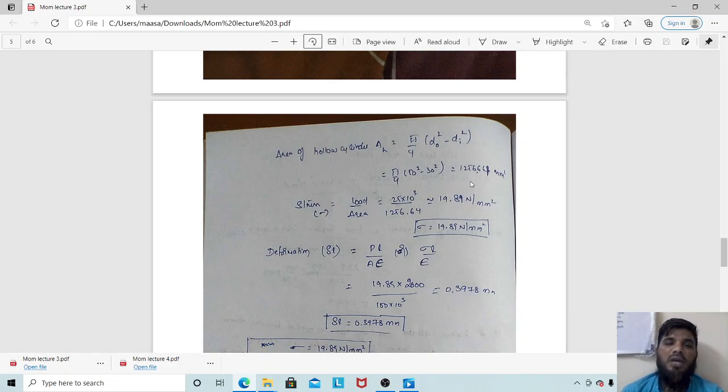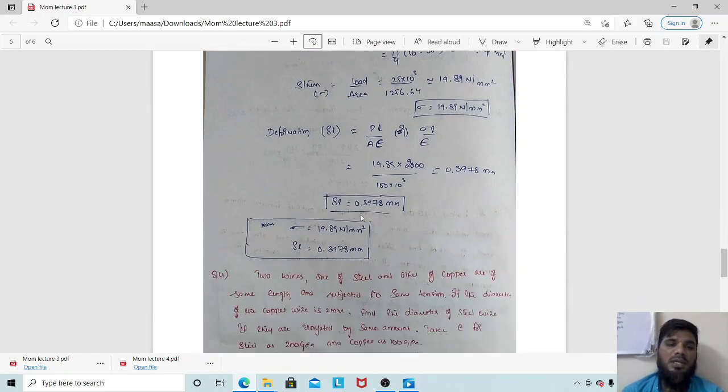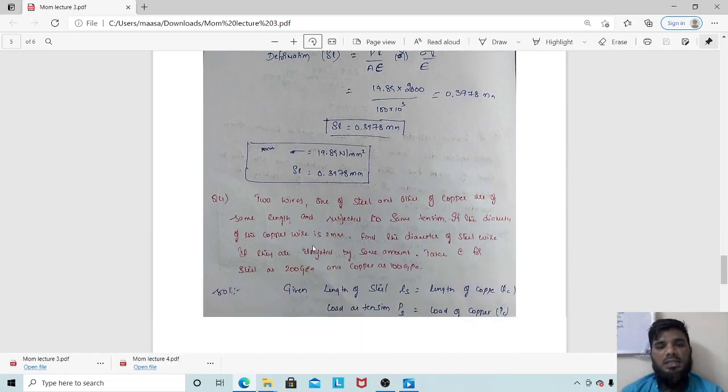Once you find the area, you are able to find the stress, because load is given. Once you find the stress, you can find the value of deformation. So that is sigma L by E. You can use this formula when load is given and area is known, or you can directly use this formula if they have directly given you stress. You can use any formula depending upon the type of problem. So you are going to find the deformation as delta L is equal to 0.3978 mm. Okay, let us see the next problem.